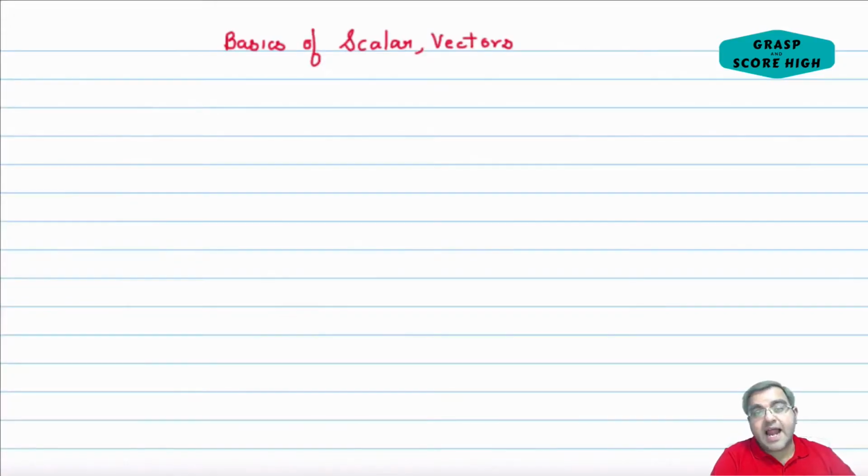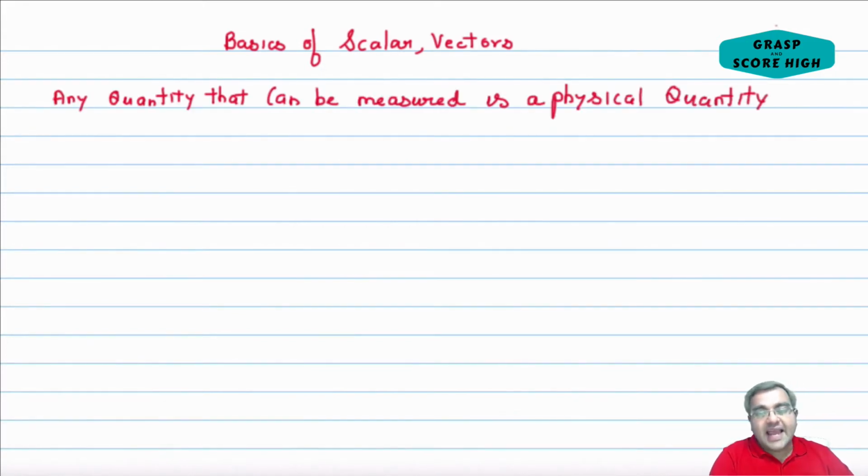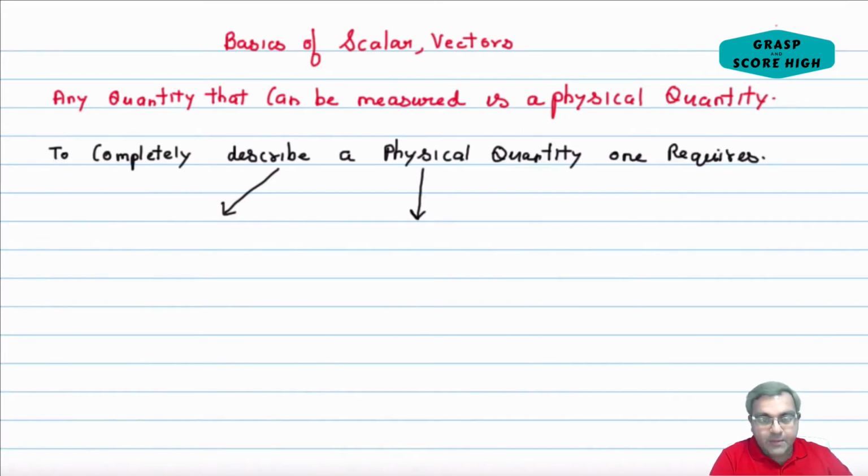We will understand a concept called radius vector in circular motion. To understand this, we should first revise what are scalars and vectors. In physics, any quantity which you can measure is basically called a physical quantity. So anything which you can measure is a physical quantity, and we classify a physical quantity into two types, depending upon what it takes to completely describe a physical quantity.